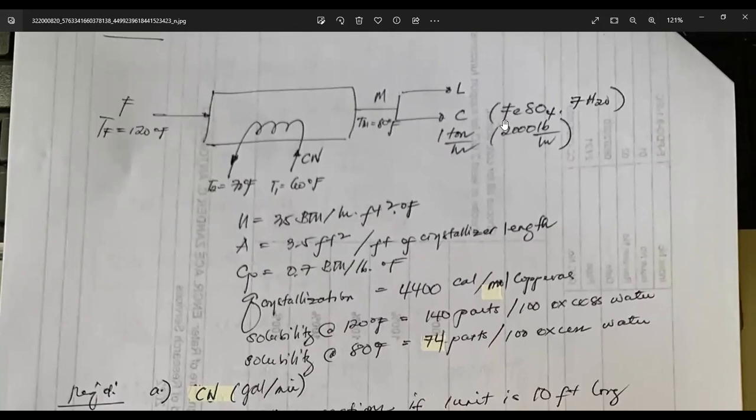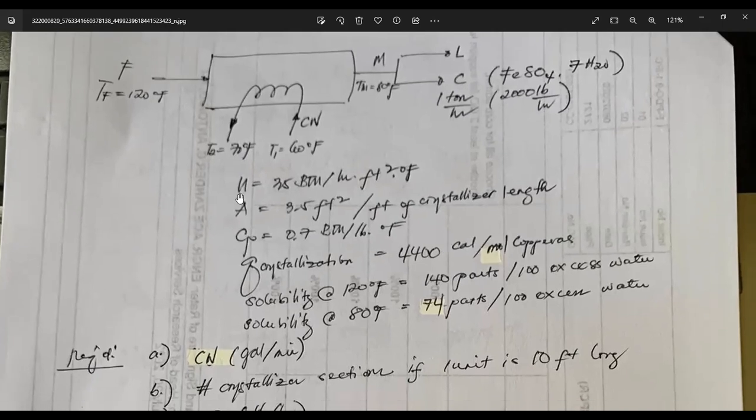Your crystal is in the form of ferrous sulfate heptahydrate. And in this case, the problem gave you the amount of crystals produced. So you don't need to have a basis because you can now connect your feed to this mass of crystal that was produced. So 1 ton per hour, I just place here 2,000 pounds because I need the units converted to pounds to make sure that all my units will agree later. Now, your cooling water, the CW, enters at 60 and leaves at 70. And these are the rest of the information given in the problem.